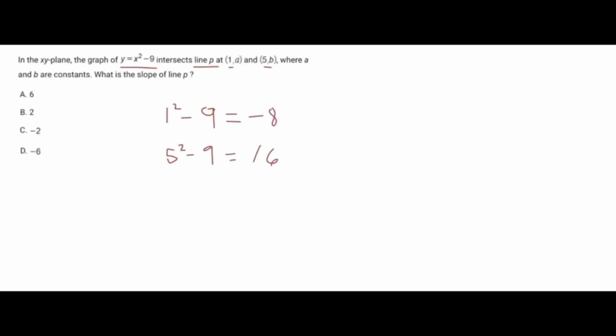But they want to find the slope of line P. So that's just rise over run, or change in y over change in x, right? So our change in y is from negative 8 to positive 16. So that's going to be a difference of 24. And so 24 will go on top here for our change in y. And now our change in x is just between 1 and 5. So to go from 1 to 5, that's a change of positive 4. So ultimately our slope is 6, and so our answer choice is letter B.